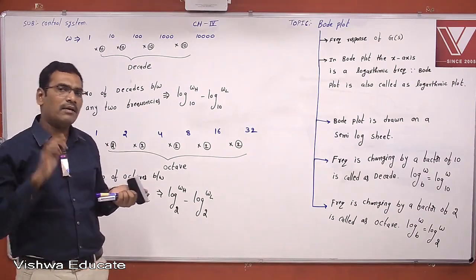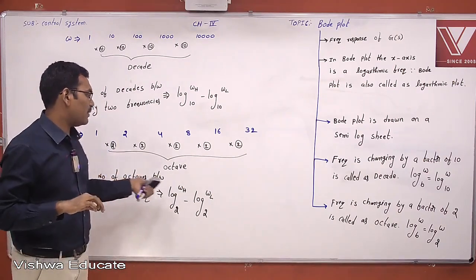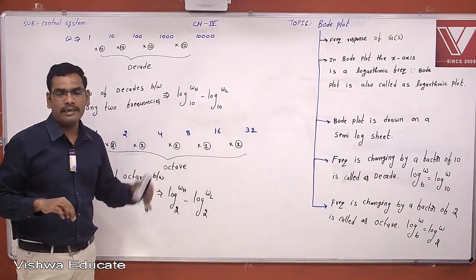Generally we are taking it in terms of decades. If the question is in terms of octaves, then you can think that the frequency is changing by a factor of 2. Otherwise by default we can go for decades only. Okay. Note this.